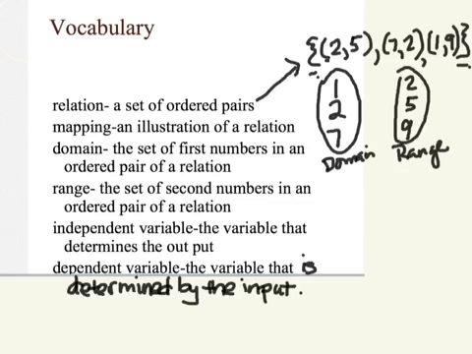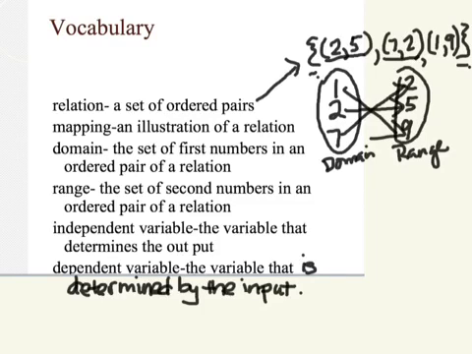So if you see that in this relation 2 and 5 are together, I draw a line from 2 to 5. If you see that 7 and 2 are mapped to one another, they're paired together, I'm going to draw a line from 7 to 2. And clearly I'm going to draw a line from 1 to 9. So it's just a different way of illustrating a relation.